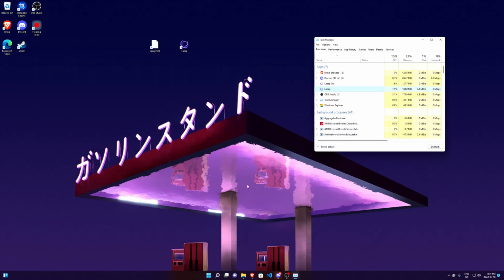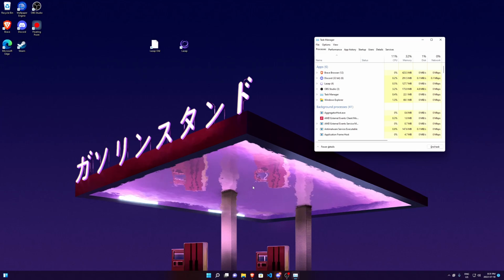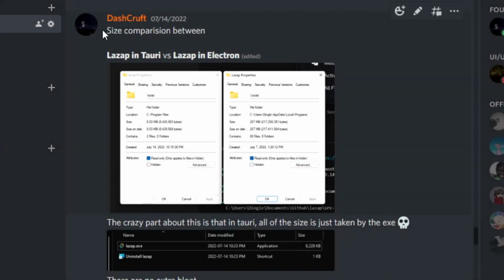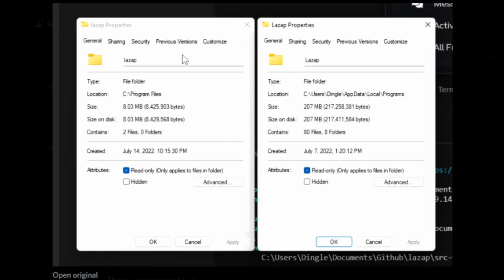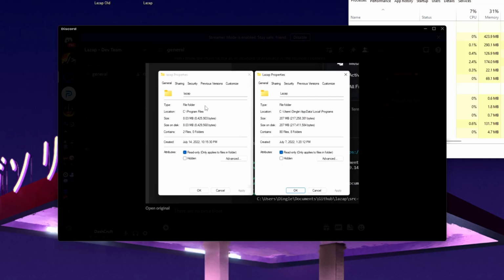So when this is coming up, now this is where Tauri shines the most. I said size comparison between LazApp in Tauri versus LazApp in Electron. As you can see, on the left, I have LazApp and LazApp. So they're both two different things. The one on the right is the one made in Electron, and the one on the left is the one made in Tauri. Same thing, nothing different. The one in Electron uses 207 megabytes of storage. Meanwhile, the same thing on Tauri uses only 8 megabytes.